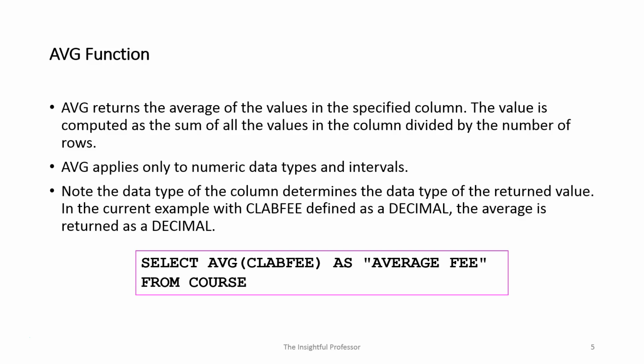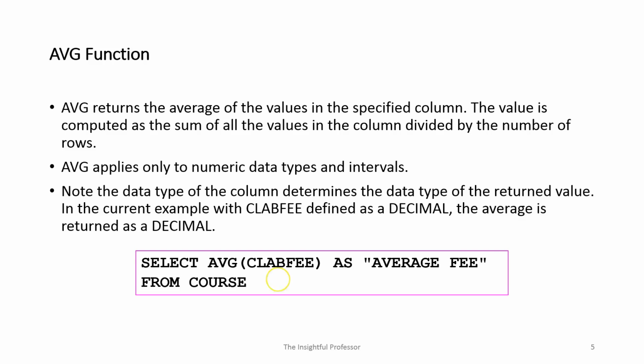Average also applies only to numeric types and to the date time types that are classified as intervals. Now, in this example, we're taking the average of the lab fee, a decimal, and again renaming it, and we're doing it from the course table without a where clause, so we're targeting all of the rows in the table.